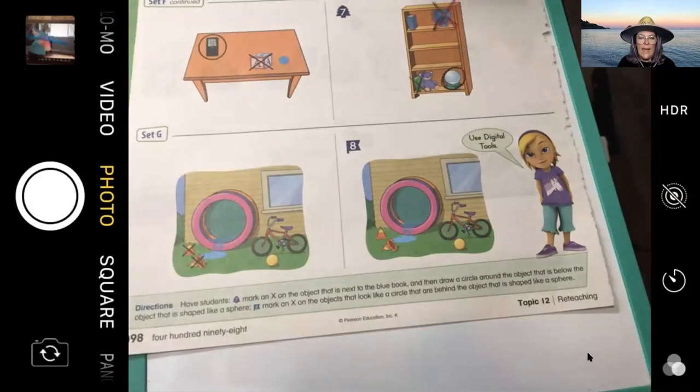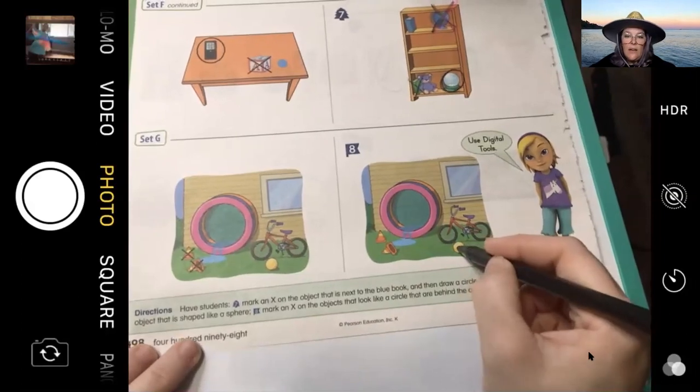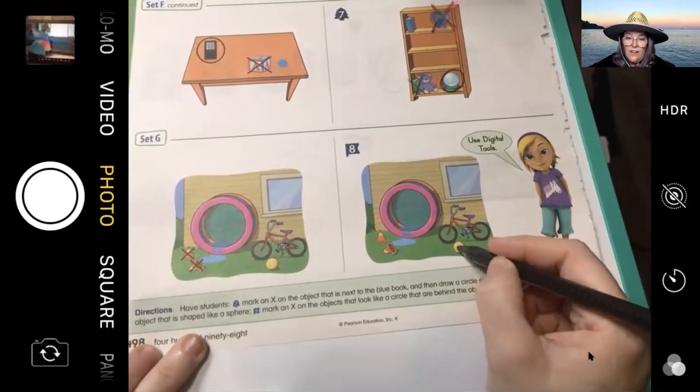You're going to mark an X on the objects that look like a circle that are behind the object that is shaped like the sphere. That's tricky. Let me read that again. You're going to put an X on the objects that look like a circle that are behind the object that is shaped like a sphere. So first, let's find the sphere. The sphere is the ball. So here's the sphere.